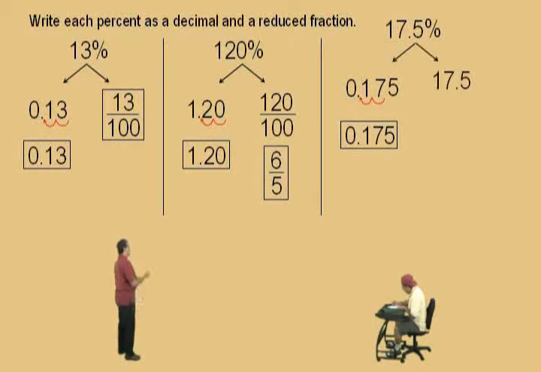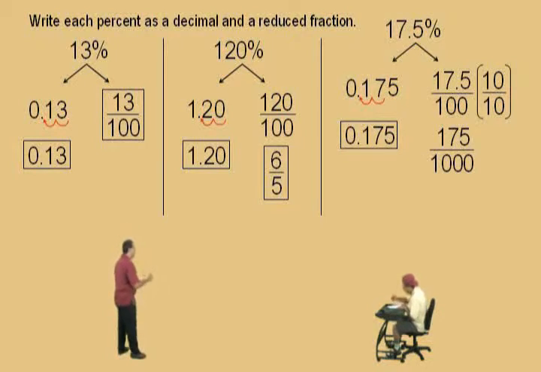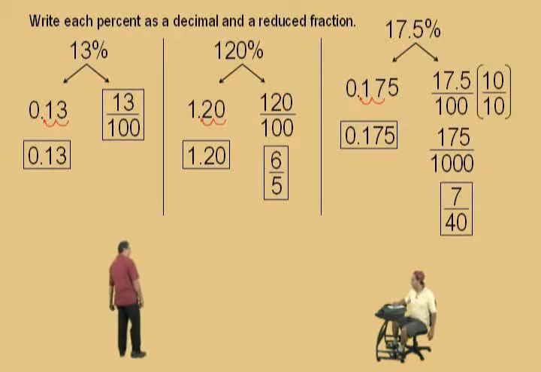Now, to write it as a fraction, notice, Charlie, we put 17.5 over 100. Now, that's not our answer. The first thing we have to do is clear that decimal by multiplying top and the bottom by 10, right? Because 17.5 times 10 becomes what, Charlie? 175. That's right, and 100 times 10 is 1,000. And now, with our calculator, we can divide top and the bottom by 25. And what do we get, Charlie? 7 over 40. Very nice there, Charlie. Very good. All right, let's move on.